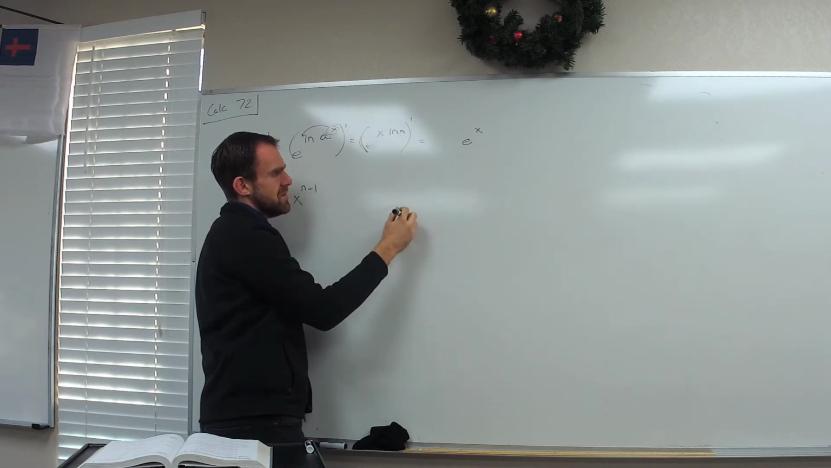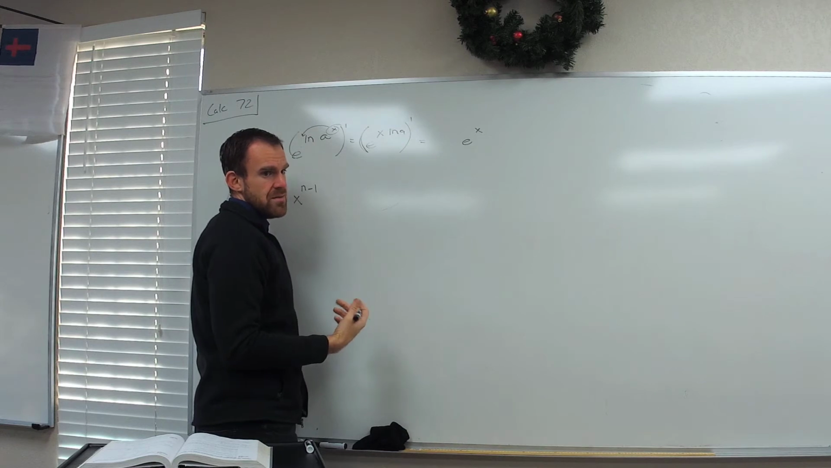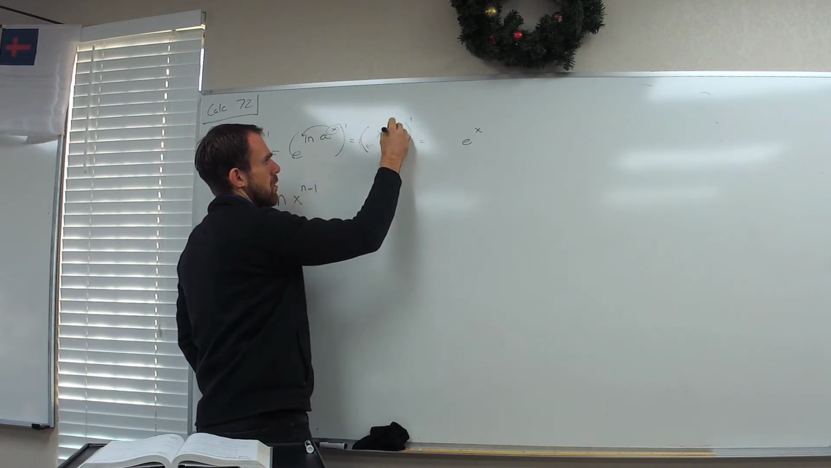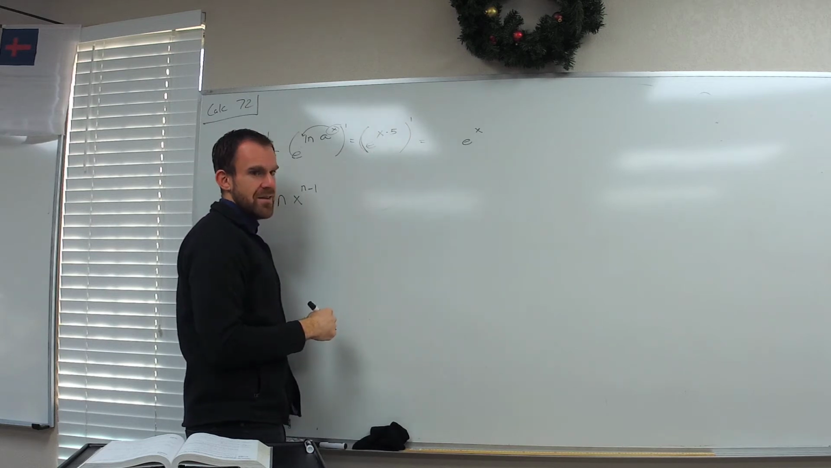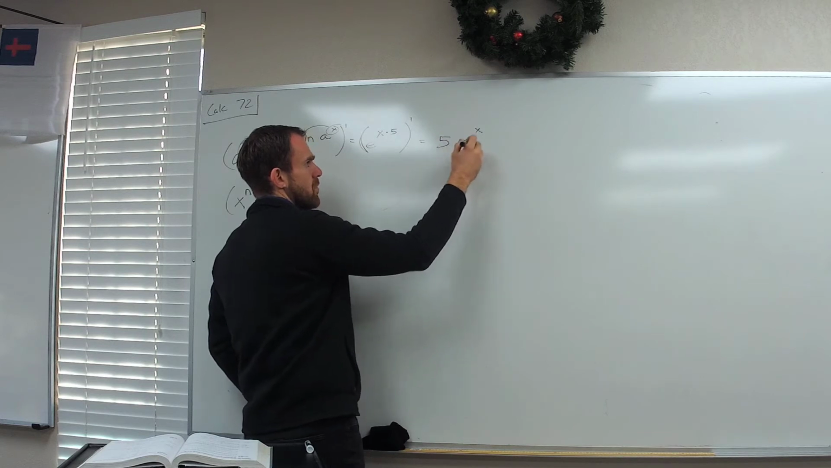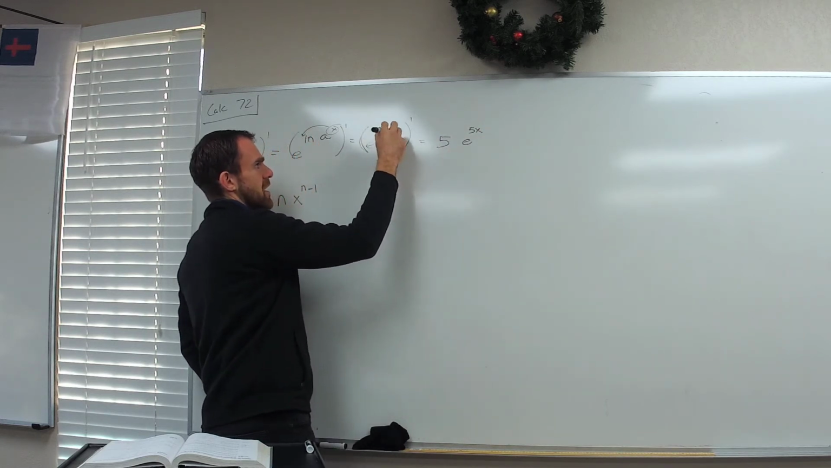Well, think of ln of a as a number, right? So let's say it was 5. What's the derivative of 5x? 5. Right? But instead of 5, we have ln of a.